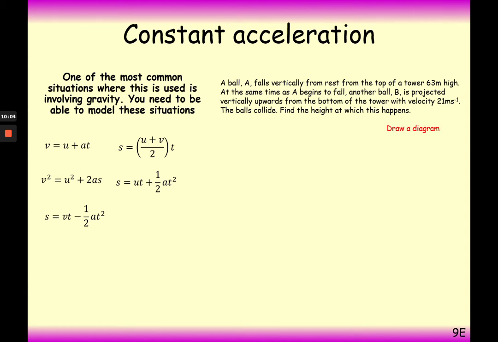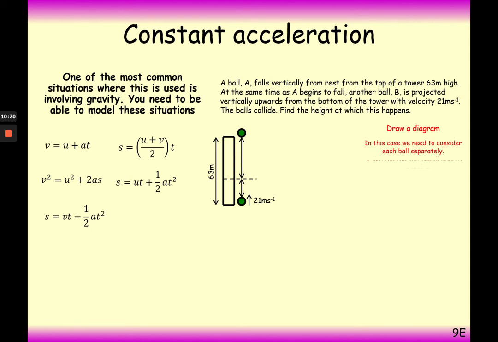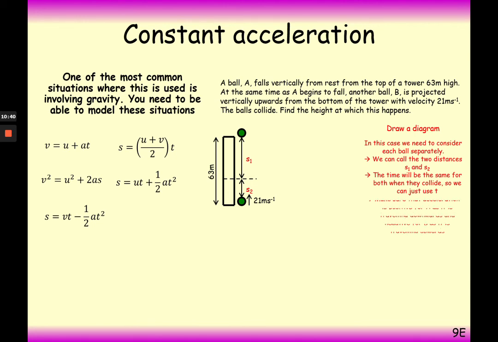Okay, so obviously we're going to start off by drawing a diagram. We've got a 63 metre tower, and we've got a particle at the top, a particle at the bottom. So we know that they're going to collide somewhere in the middle. We're going to have two displacements to consider, one for the first particle and one for the second. Particle B is projected vertically with a speed of 21. Particle A goes from rest. So we need to consider them both. We're going to call the two displacements s1 and s2, and do a suvat equation for each to find an expression for the displacement.